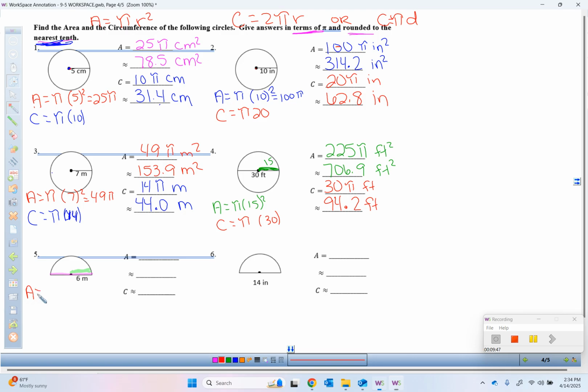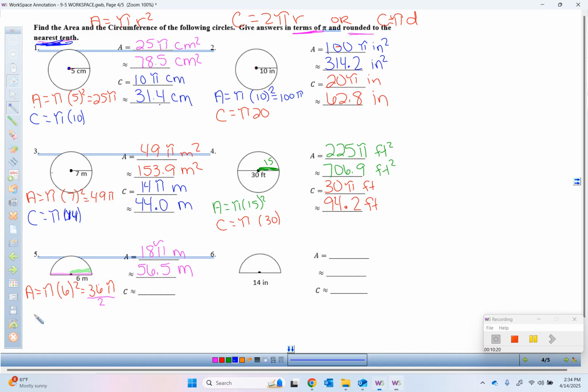The area formula is pi r squared. So pi, my radius is 6, squared. Okay, so I end up with 36 pi for my answer, but we need to divide it by 2. And 36 divided by 2 is 18. In terms of pi, we'll leave it like that. Then if you put 18 pi in your calculator, you should come up with 56.5, rounded to the nearest tenth.